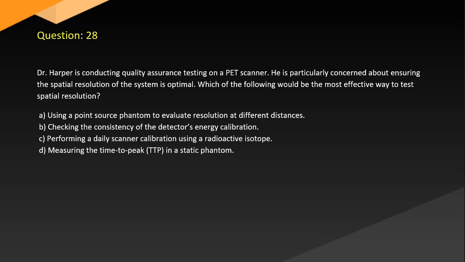Question 28. Dr. Harper is conducting quality assurance testing on a PET scanner. He is particularly concerned about ensuring the spatial resolution of the system is optimal. Which of the following would be the most effective way to test spatial resolution? A. Using a point source phantom to evaluate resolution at different distances. B. Checking the consistency of the detector's energy calibration. C. Performing daily scanner calibration using a radioactive isotope. D. Measuring the time to peak (TTP) in a static phantom.